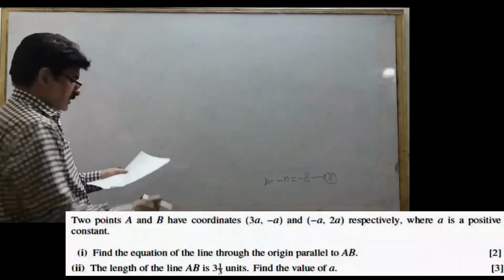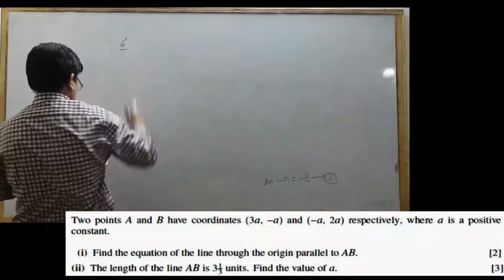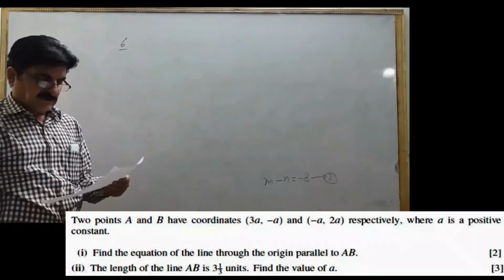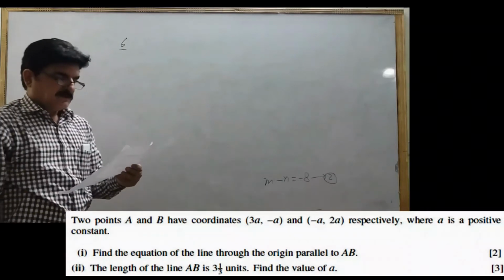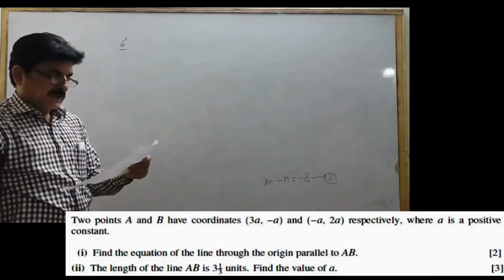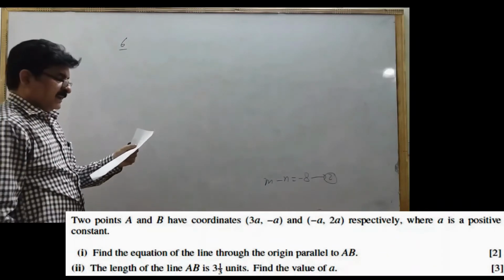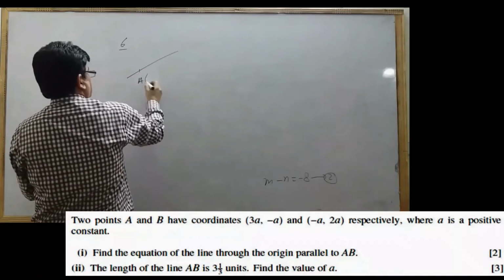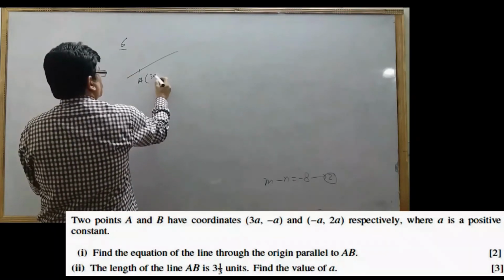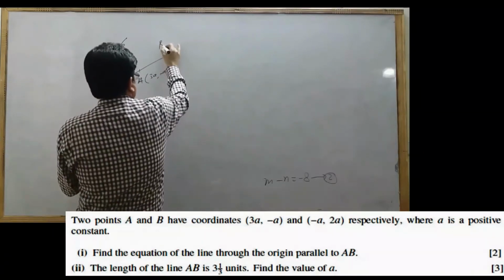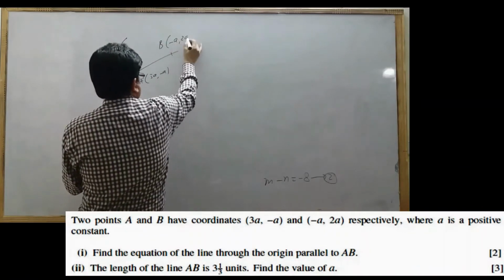Thank you. Our next question, number 6. 2 points A and B have coordinates as given, respectively. A is a positive constant. First part is the equation of the line through the origin and parallel to AB. Now suppose this is A point, 3A, minus A, and B point is minus A and 2A.